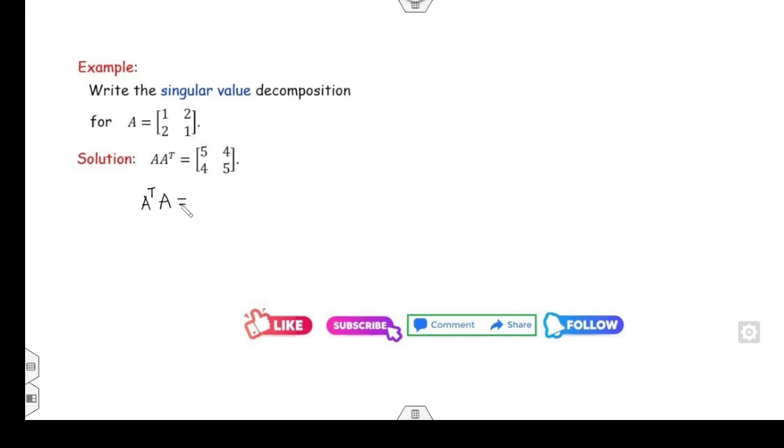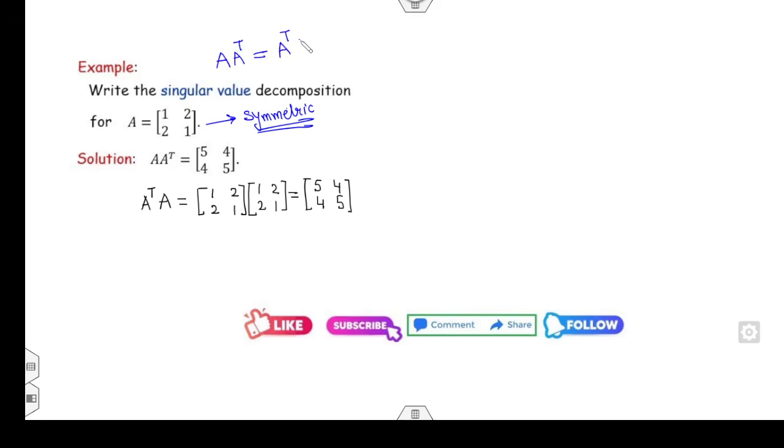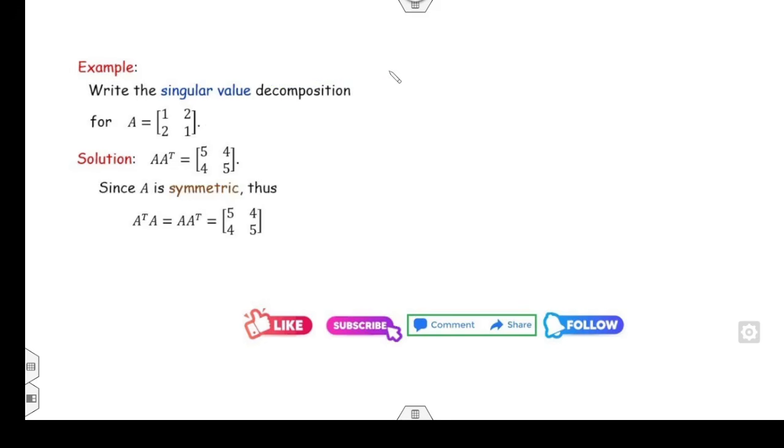Similarly, you can find A transpose into A: 1, 2, 2, 1 times 1, 2, 2, 1, and you see it's 5, 4, 4 and 5. Clear? You can see this matrix is my symmetric matrix. Whenever the matrix is symmetric, then A into A transpose is equal to A transpose into A always. This is the first step you have computed.